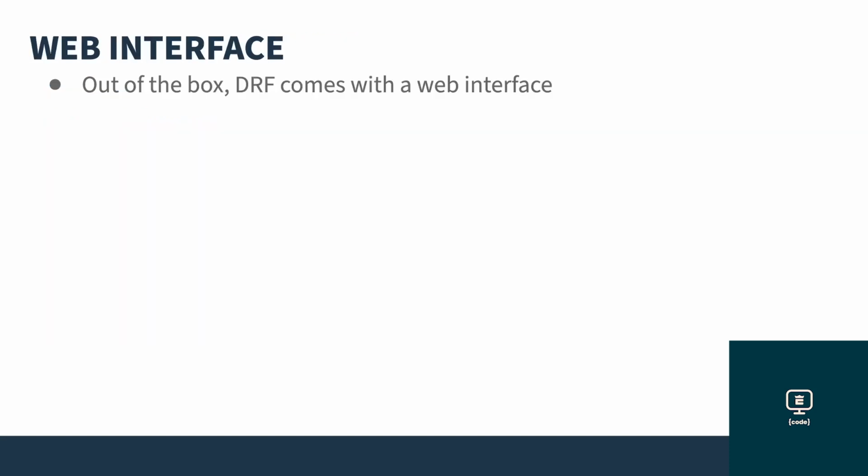Built into the DRF is a web interface. The same URLs I've been showing you in previous lessons, if you hit those with a web browser instead of something like curl, you'll get a full HTML page, including the payload and the ability to run actions on the objects.